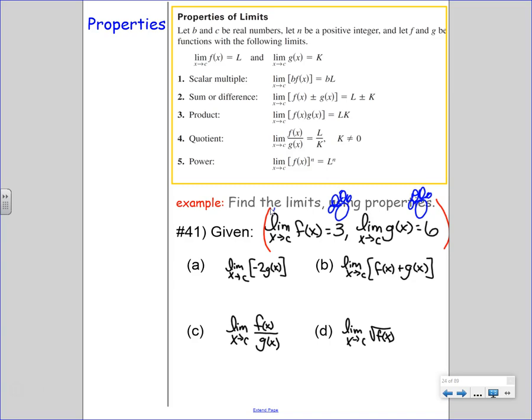And the cool thing is, according to these properties, we can bring this negative 2, the multiplication, out. And when we bring the negative 2 out, we can say, oh, hey, do we know the limit of g? And the answer is yes. So we can find this limit just by throwing in the 6 and being like, oh, hey, this is just negative 12. Taking the clue and the scalar multiple property up above and saying, sweet, negative 2 times 6, negative 12.